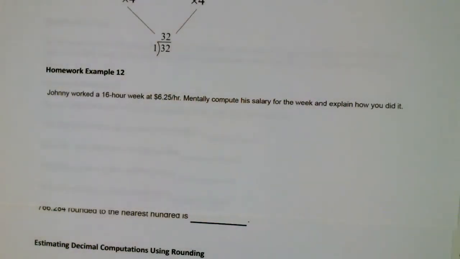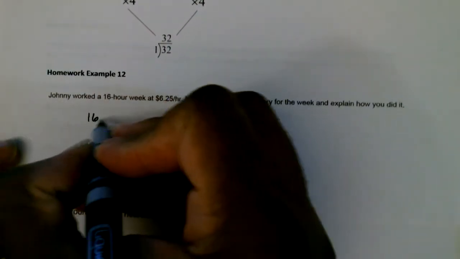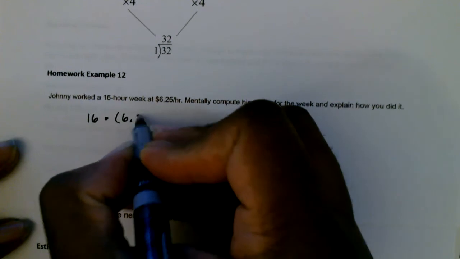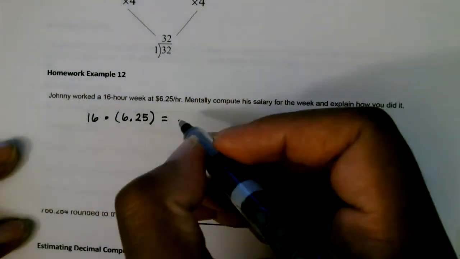All right, now let's look at this example. Johnny worked a 16-hour week at $6.25 an hour. Mentally compute his salary for the week and explain how you did it. Now, of course, there are ways that we can come up with that answer. But 16 times 6.25, this is what we can do.